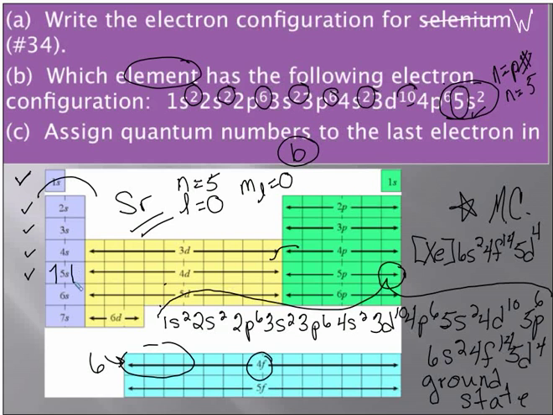This was the first electron that went in. Therefore, this is the second electron in that sublevel and orbital. So that means m sub s is equal to minus 1/2, because it's the second one in. And by convention, the first one is plus and the second one's minus. Okay, so that's how you assign quantum numbers to that last electron that we were putting in there.